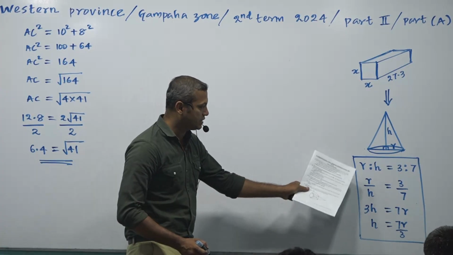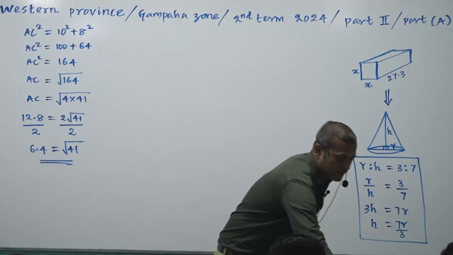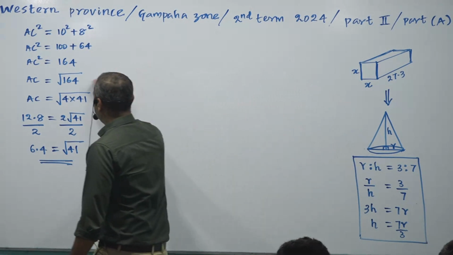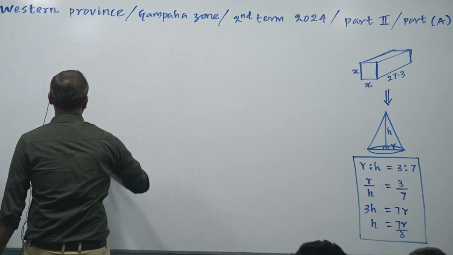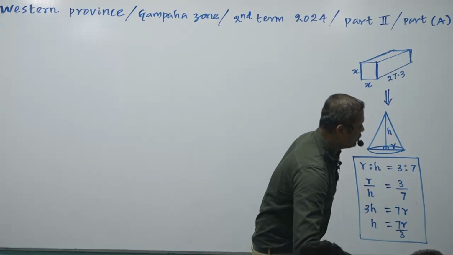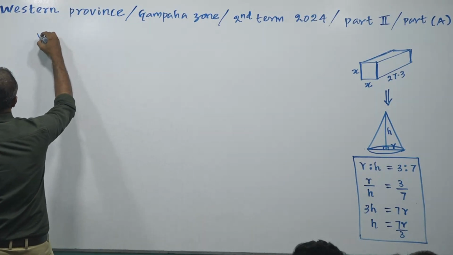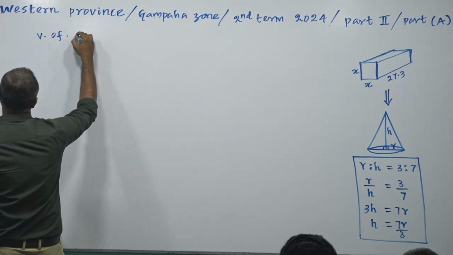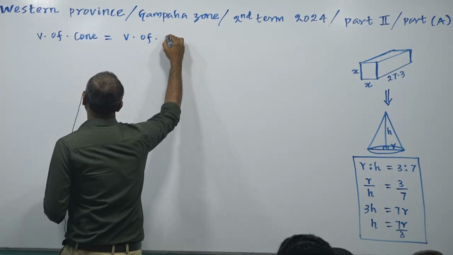Now let's just keep it. Then, there is no wastage. You can write down that the volume of the cone is equal to the volume of the cuboid. Yes or no? So this is the summary. Volume of cone is equal to volume of cuboid.